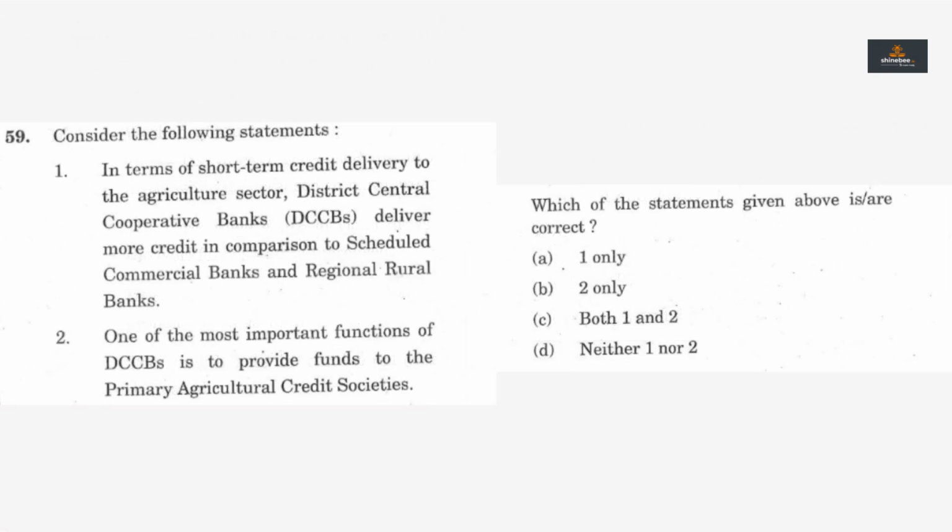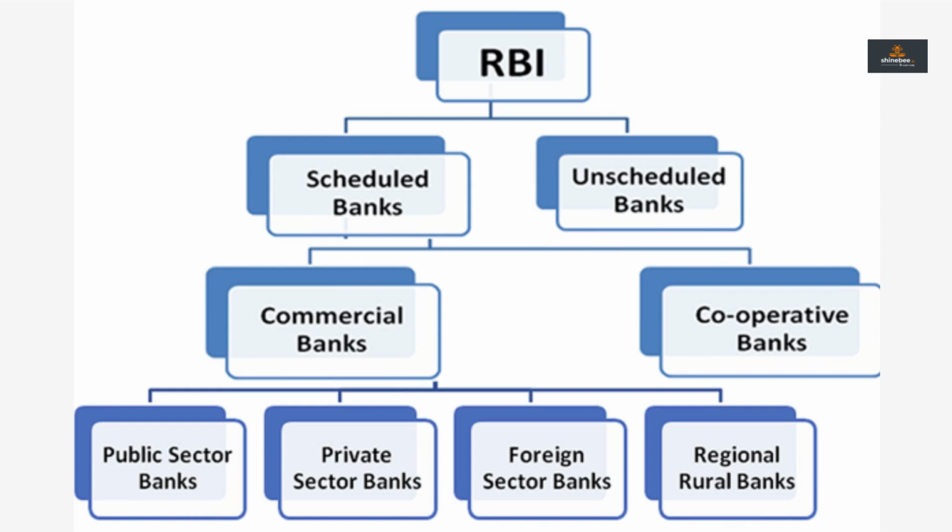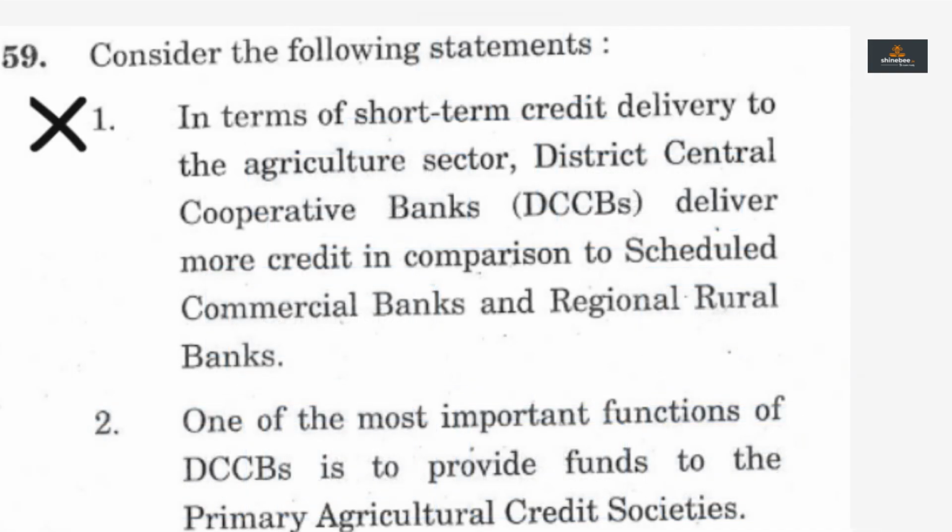The question on District Central Cooperative Bank, that is DCCB, in 2020 prelims. In statement 1 here, use your common sense to compare DCCB and scheduled commercial banks. You can understand the fact that DCCB is one among many types of cooperative banks operating at district level. And in fact, cooperative banks as a whole are one among many types of banks operating at district level. Therefore, DCCB is a very small part of banking system at district level. But scheduled commercial bank as a whole has a major share in Indian banking system compared to DCCB. Therefore, statement 1 should be wrong.